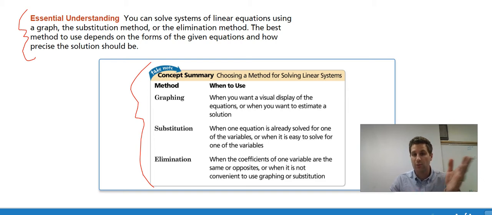Okay, so graphing, if we want to visualize, we can estimate a solution. Graphing is usually better for estimation. Substitution, when one variable is already solved for, so if y equals x plus 2, we know what y equals already. Substitution would be best. And elimination, when the coefficients of one variable are the same or opposites and they're lined up, then we can go ahead and use that method. Let's go ahead and take a look at a few examples.